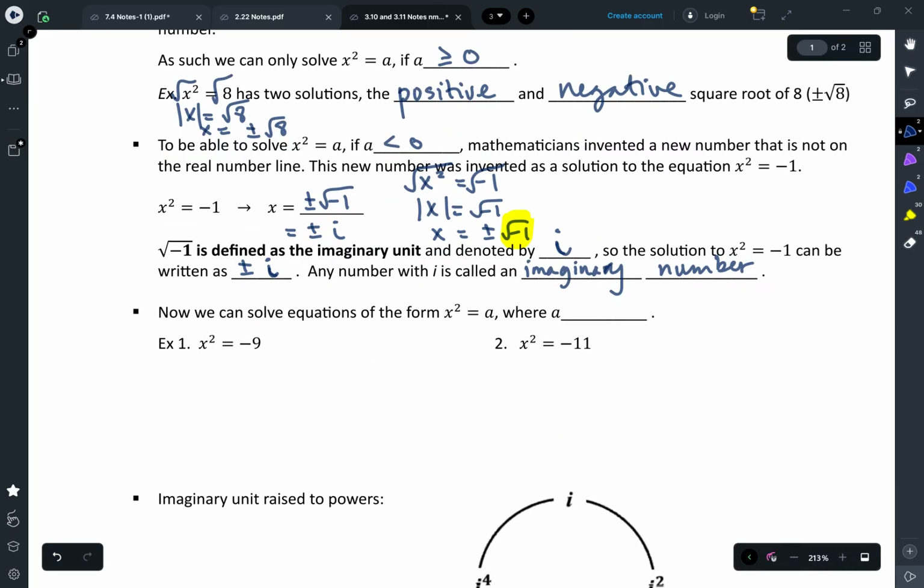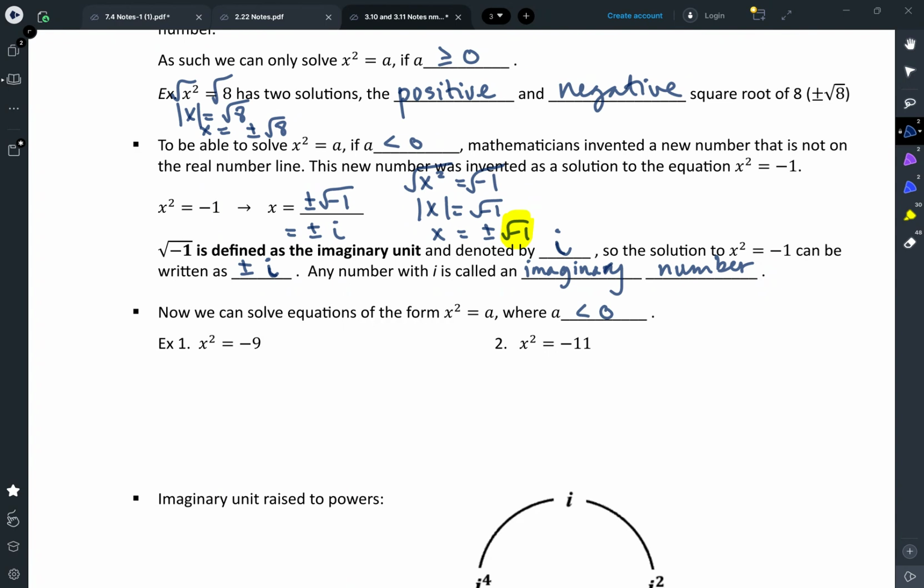Now we can solve equations of the form x squared equals a, where a is less than 0, which means we would be able to solve all of them, right? And normally they're going to say something extra. If it just says solve, we're going to assume we can't have square roots of negatives, but if they say something like solve over the set of complex numbers, or solve and imaginary numbers are okay, that's when you know you're going to be able to use those kinds of numbers.